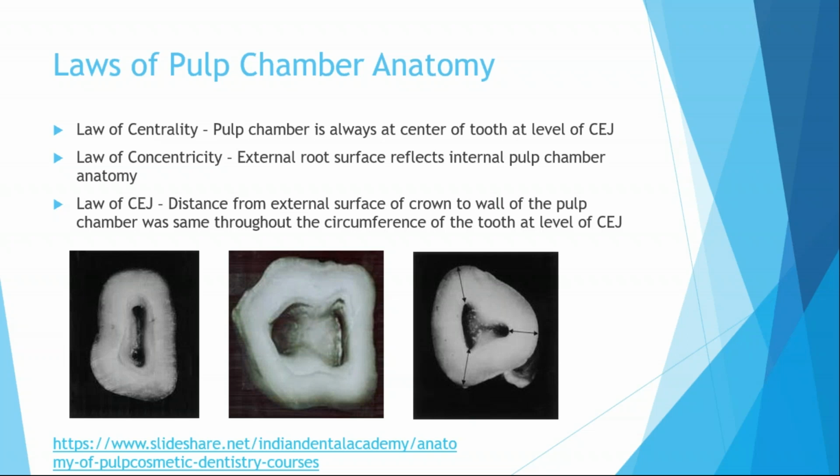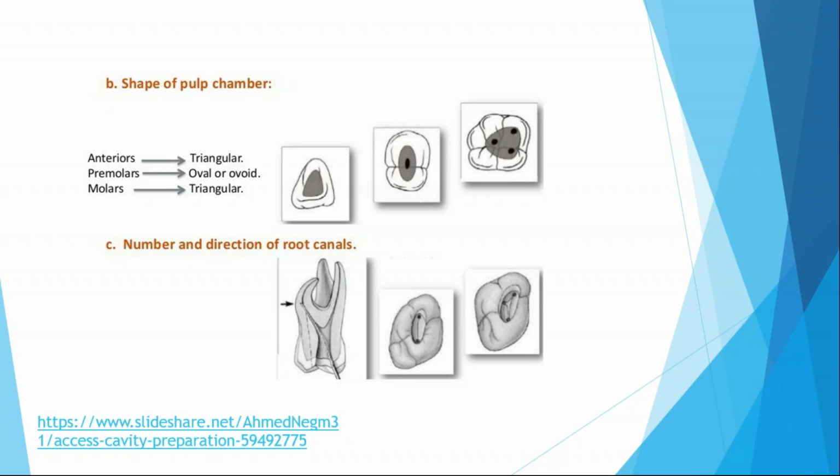And then the law of concentricity, that word is so difficult for me to say, it's a tongue twister. The external root surface reflects internal pulp chamber. So on the occlusal, if you have a little bit more raised parts in the occlusal, that gives you an idea of where that pulp chamber will be. And then the law of the CEJ, the distance from external surface of crown to wall of the pulp chamber is same throughout the circumference of the tooth. So on that third picture there, you can see all the way around the tooth, it'll be the same circumference.